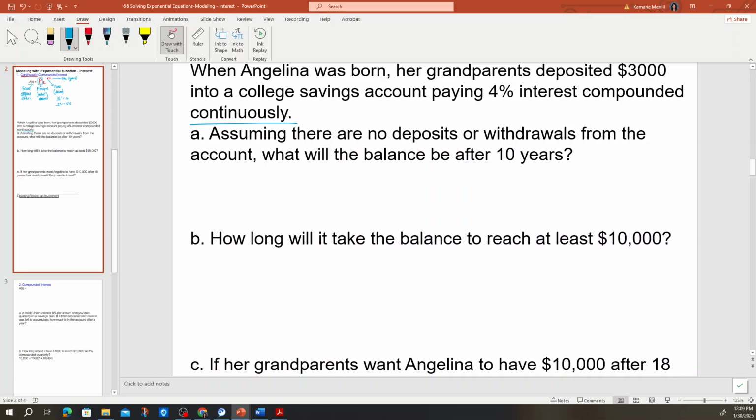So here we go. Set it up for me. Assuming there are no deposits or withdrawals, what will the balance be after 10 years? So let's set up our model. What's our amount, or y equals, or f of x equals, or whatever. We're using A, I guess. Let's set up our model first. What's our principal? 3,000. And then we get to say E. And then what's going in my R's spot? 4%. Good. You have to write 0.04.